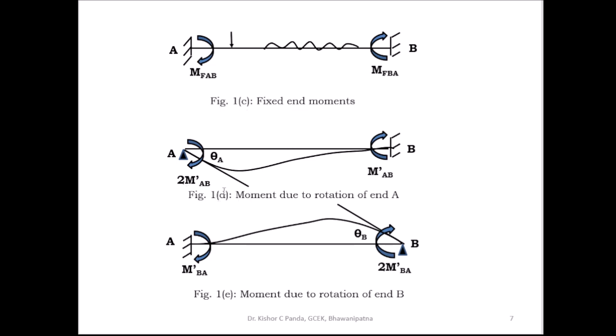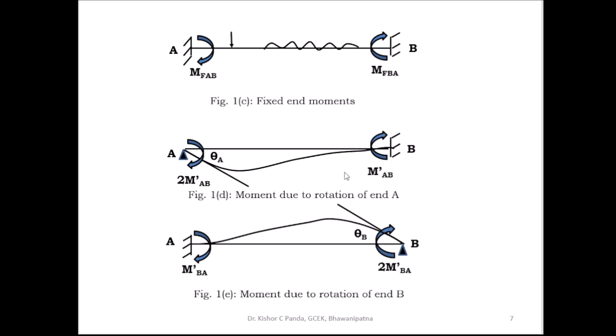Then look at the figure 1d. So this is the moment due to the rotation of end A. Here you have to find out, due to the rotation of end A, what is the rotation moment induced at A and at B. So the rotation moment induced at A is 2m' AB and the rotation moment induced at B is m' AB.